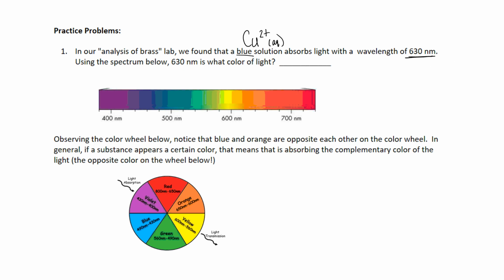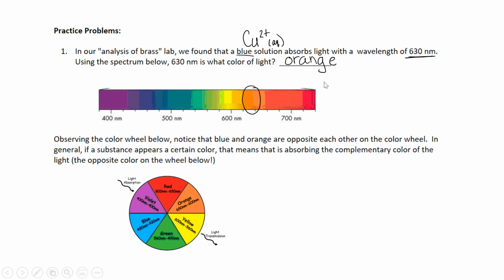And using the spectrum below, we can see what color of light that is. So notice how 630 nanometers, that's right around here. So that is orange light. So if a solution appears blue, it is absorbing orange light pretty well.